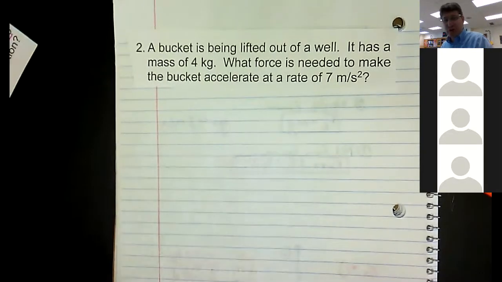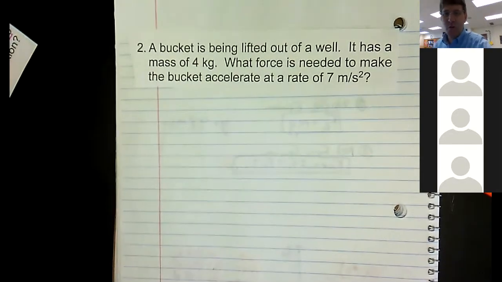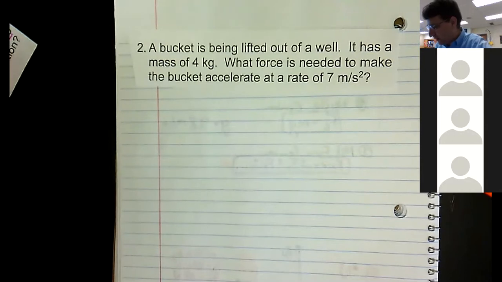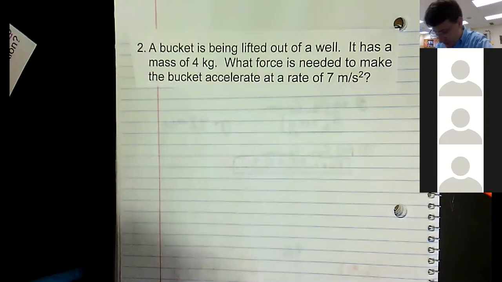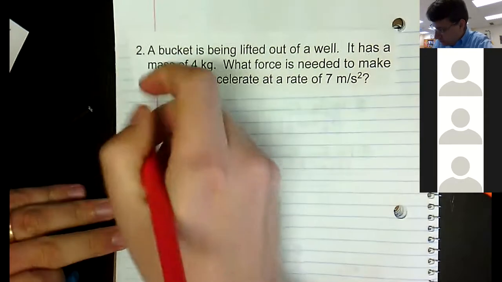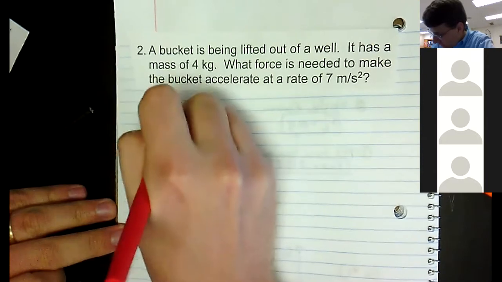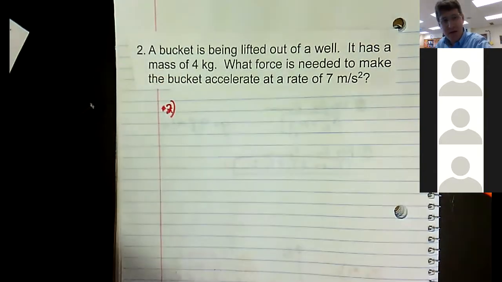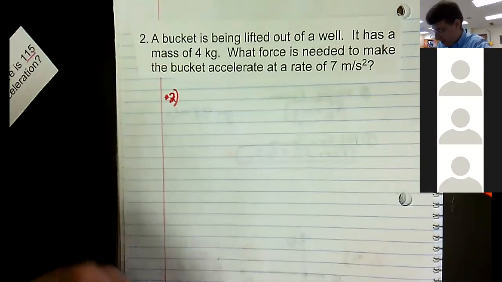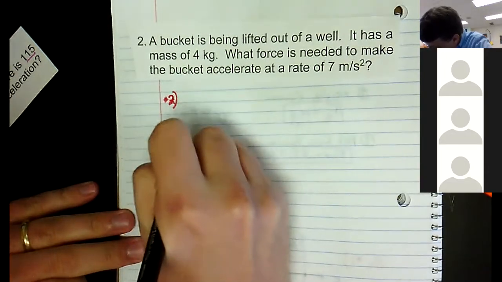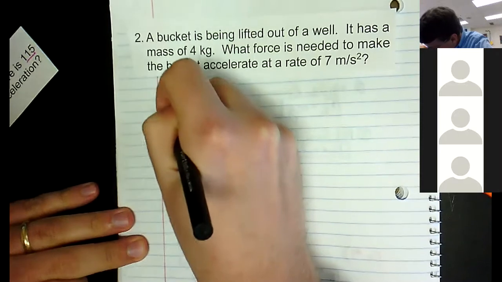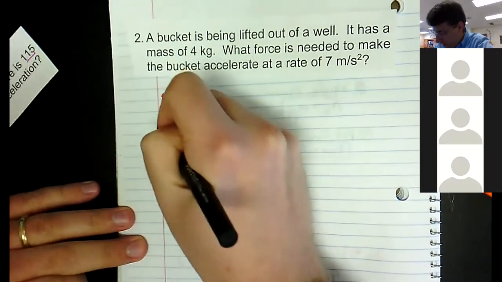Here's problem number 2. A bucket is being lifted out of a well. It has a mass of 4 kilograms. What force is needed to make the bucket accelerate at a rate of 7 meters per second squared? Sorry, this is number 2. So just so that you can think about it, we're imagining a bucket, and let's just imagine that it's being lifted by a rope.